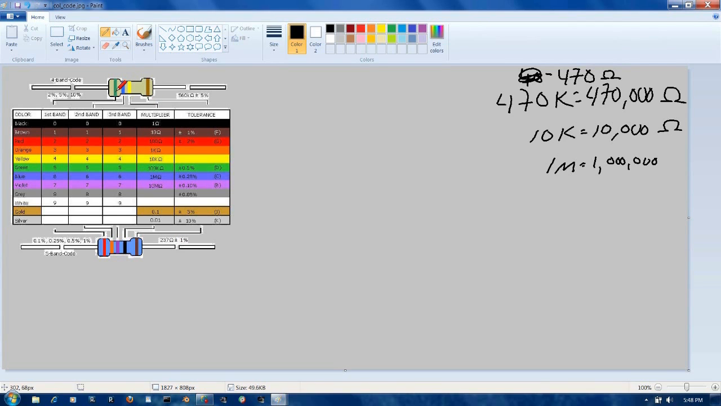Okay, now let's get into it. So the first three bands determine the value. The first two bands are just numbers. So green is 5.